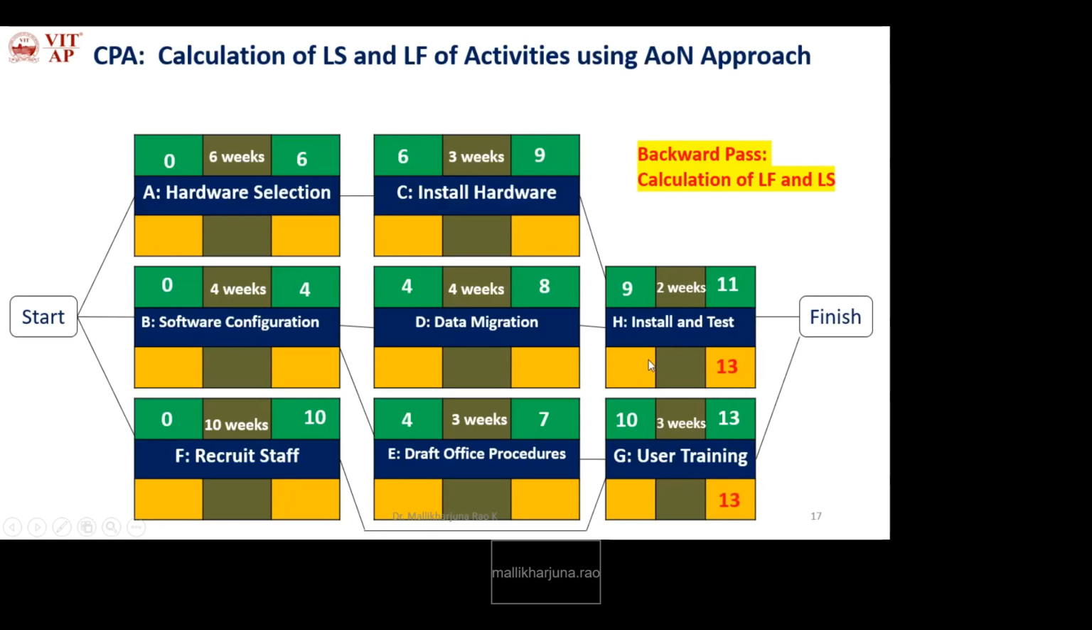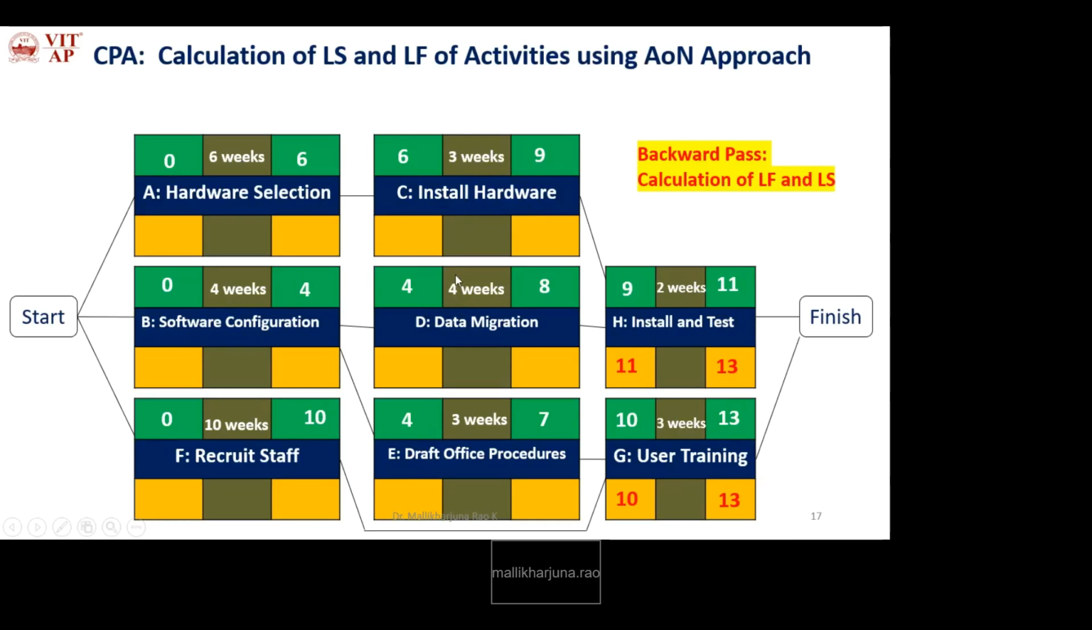Next we have to calculate latest start for these end activities. How will you calculate? LF minus duration. 13 minus 2, 11. 13 minus 3, 10.